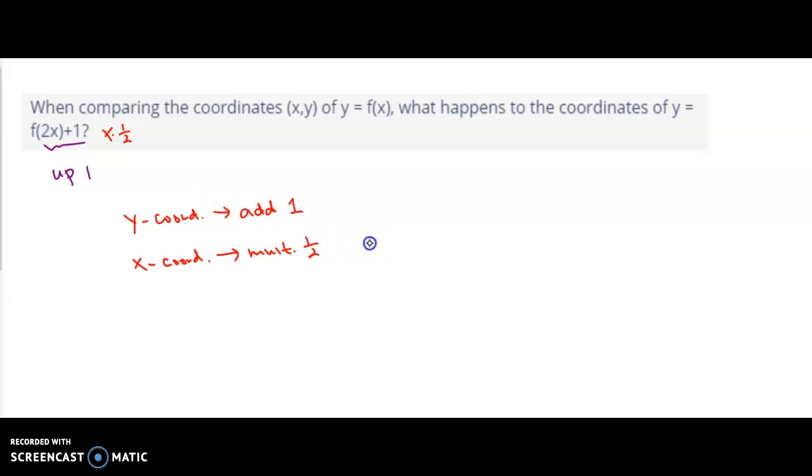If you're multiplying by 1/2, this is a horizontal compression.